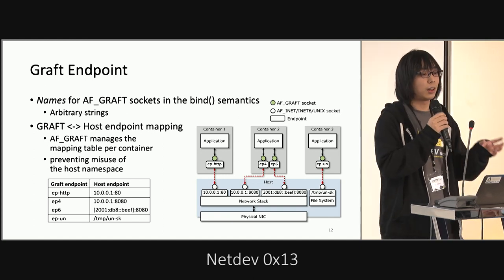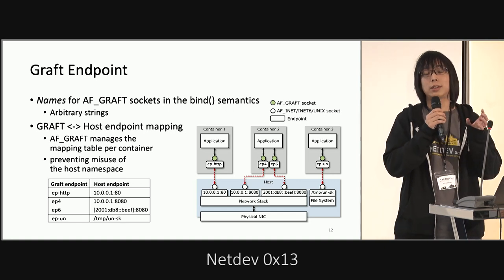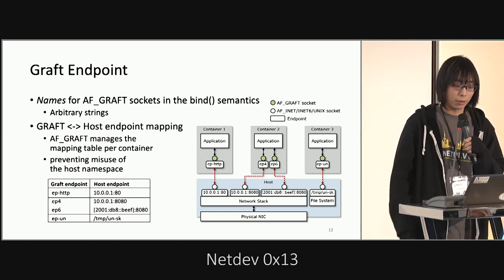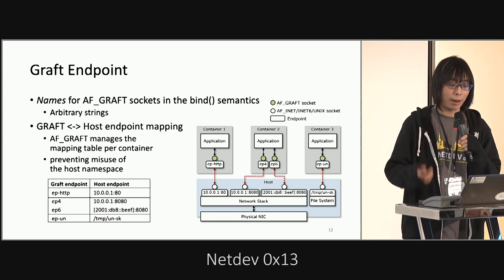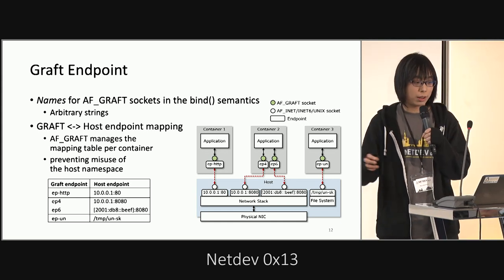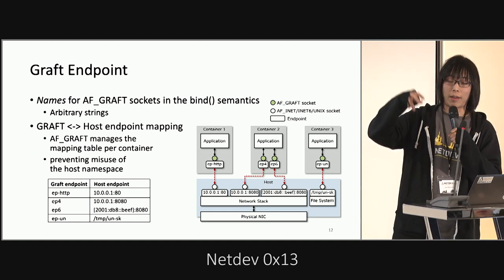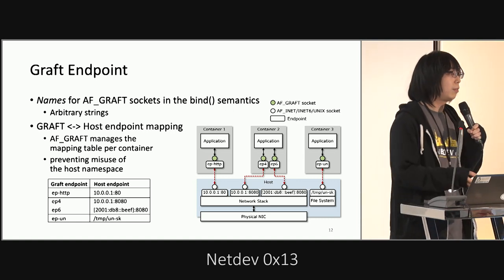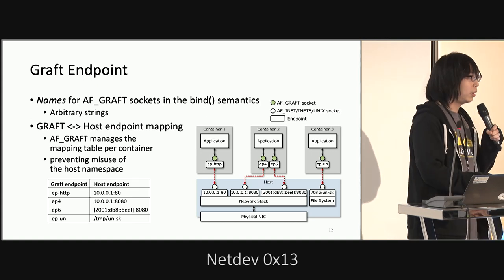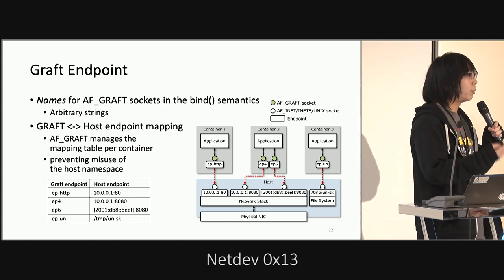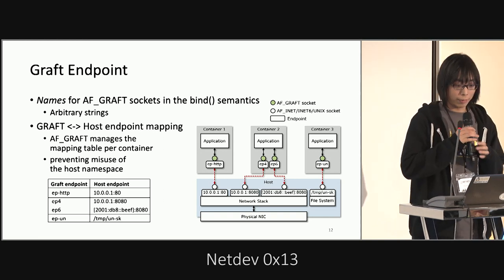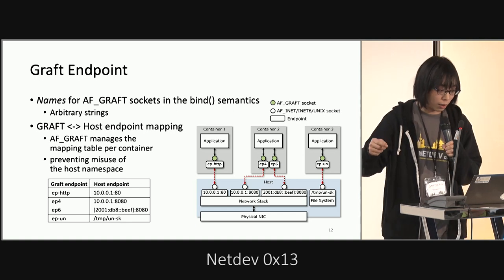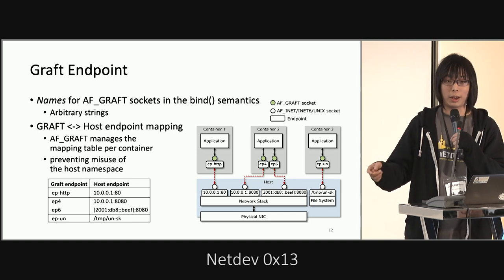AF_GRAFT is a new address family, and it also introduces the new name for bind: the graft endpoint. A graft endpoint is identified by an arbitrary string, and the AF_GRAFT kernel module manages the mapping between the graft endpoint and other address family endpoints. In AF_INET, the endpoint means an IPv4 address and port number, and in AF_INET6, the endpoint is an IPv6 address and port number. For example, the EP-HTTP graft endpoint is grafted onto the host endpoint 10.0.0.1, port 80.